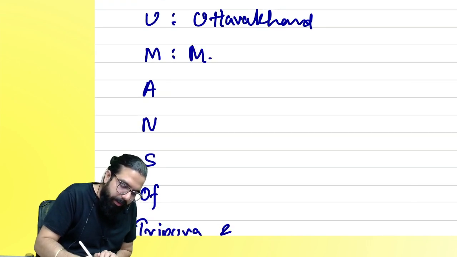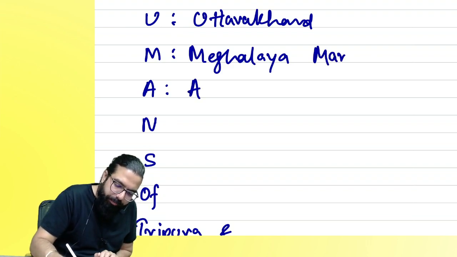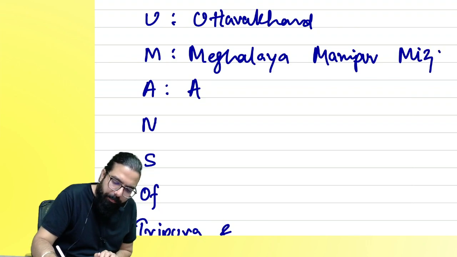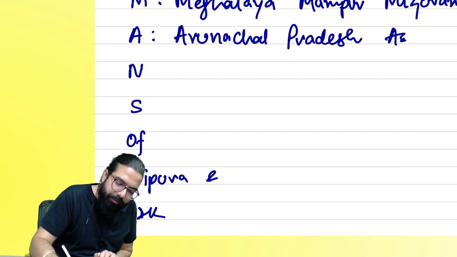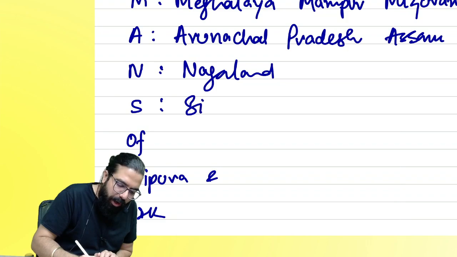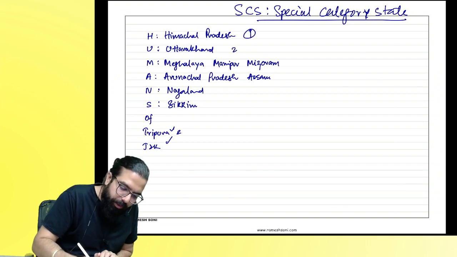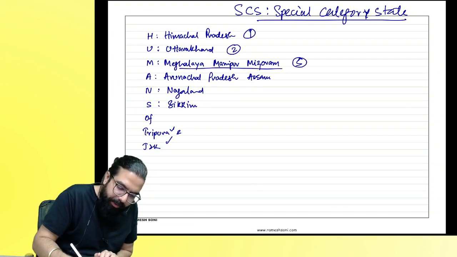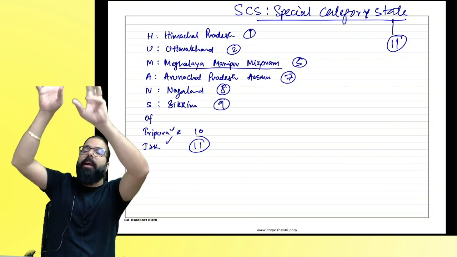M for Meghalaya, Manipur, Mizoram. A for Arunachal Pradesh. A for Assam. N for Nagaland. S for Sikkim, and then Tripura and Jammu. Can you tell me 1, 2, 3, 4, 5, 6, 7, 8, 9, 10, 11? How many special category states? 11. These are the northeastern and hilly region states.